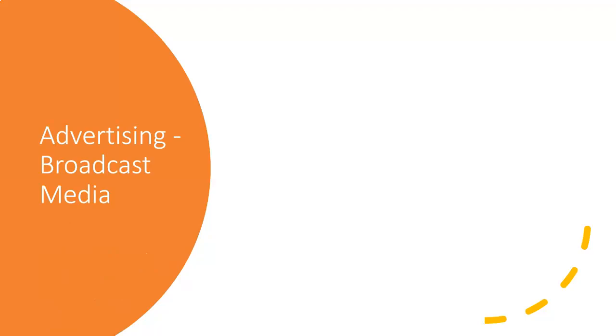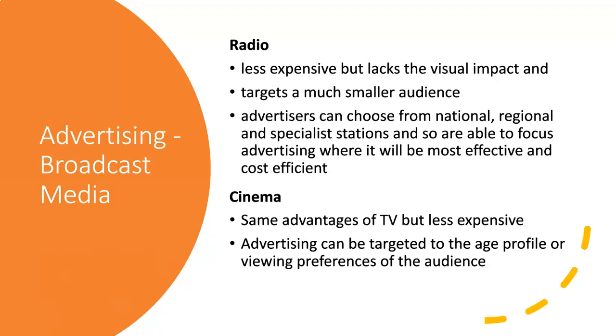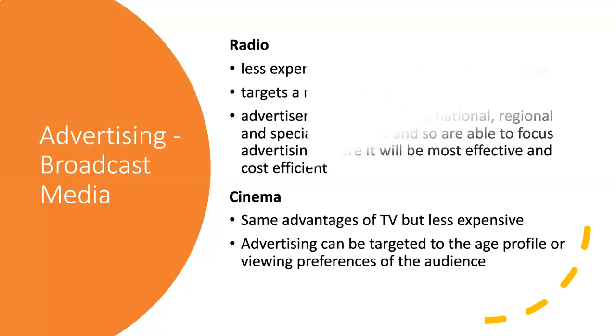More about broadcast advertising media. Radio is less expensive but lacks the visual impact and targets a much smaller audience. Advertisers can choose from national, regional and specialist stations and so are able to focus advertising where it will be most effective and cost efficient. Similar to television, it has the same advantages but is less expensive. Advertising can be targeted to the age profile or viewing preferences of the audience. Okay, let's proceed to the next slide.